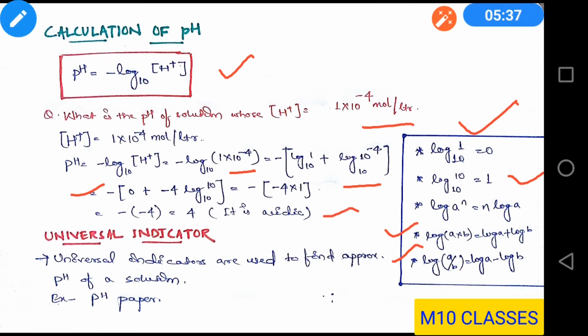Next come to universal indicator. Now in this chapter you have already read that acid base indicators are used to distinguish whether a solution is acidic or basic, but they cannot tell you what the pH of the solution is. To know the approximate value of the pH, we are going to use the universal indicators, and this, for example, is a pH paper. Now let us see what a pH paper is.